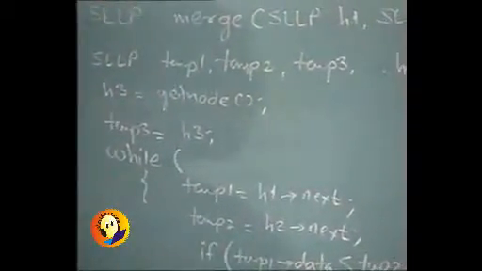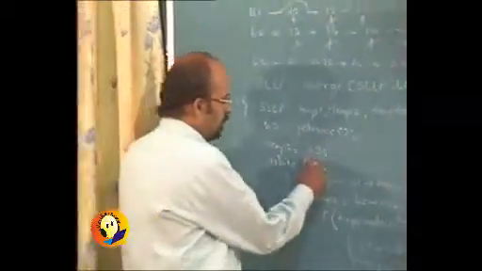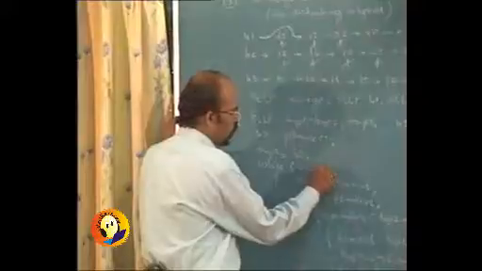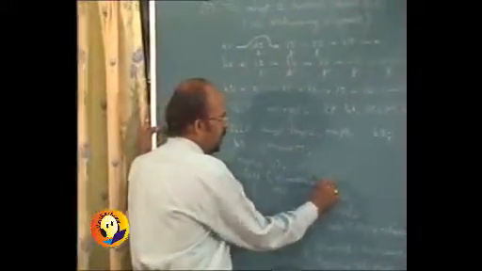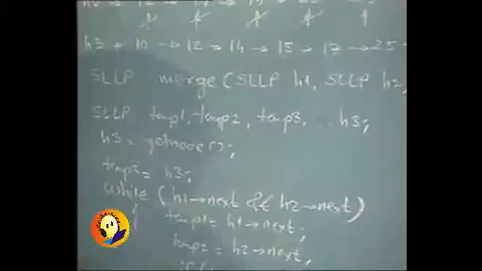List will end means all the nodes are removed. That means the list will become empty. That means as long as h1 arrow next is not equal to null and h2 arrow next is not equal to null, you will either detach the node from the first list or the second list and attach it in the third list.